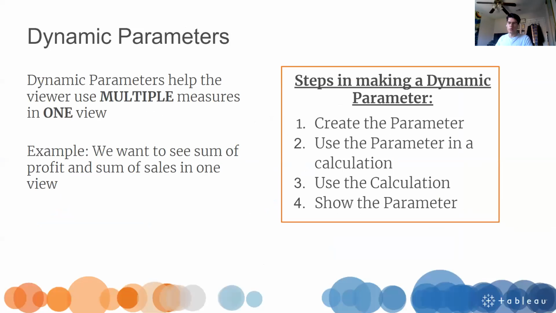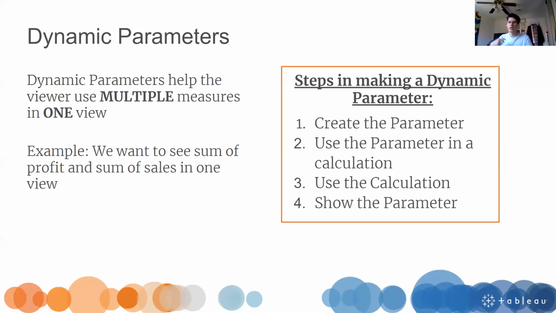Okay, and then lastly, for dynamic parameters, dynamic parameters help the viewer use multiple measures in one view. So if somebody wants to see the sum of sales and the sum of profit in one view, you can go ahead and do that. And so a use case for this, rather than creating 2 different views, if it's a fairly complex dashboard, you can go ahead and deploy this parameter. And so you would be showing two different variables. So your variables being sales and profit in one dashboard.